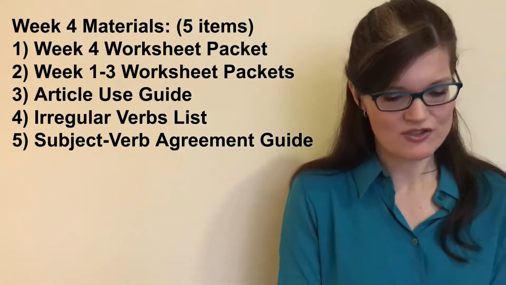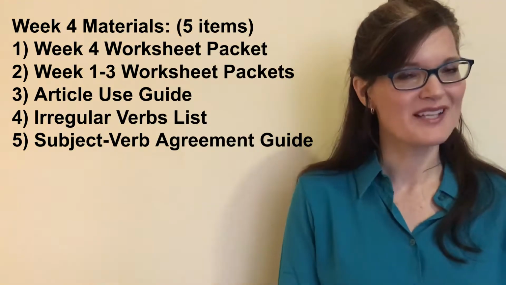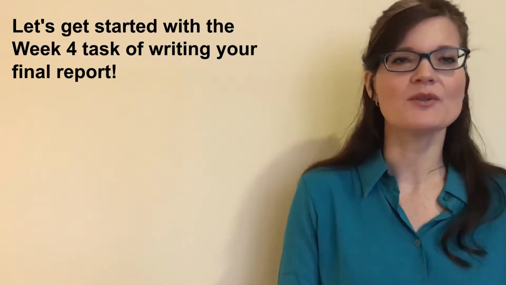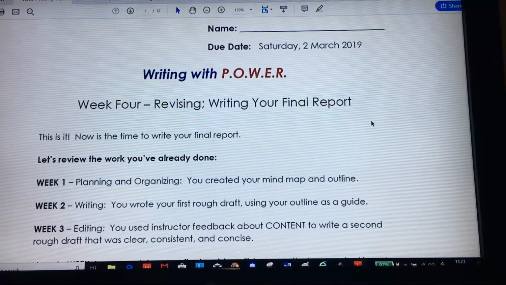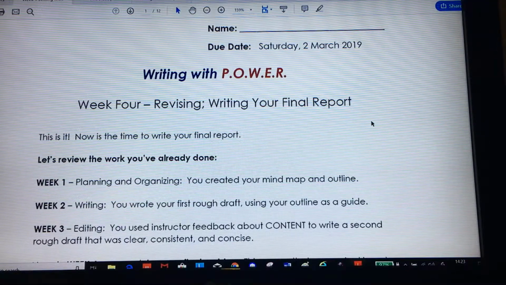So those are the items you should have in front of you. I think we're ready to start the week 4 task of writing your final report. So make sure you have all your papers in front of you, and let's get started in the week 4 worksheet packet. Okay, ladies and gentlemen, here is your week 4 Writing with Power worksheet packet.